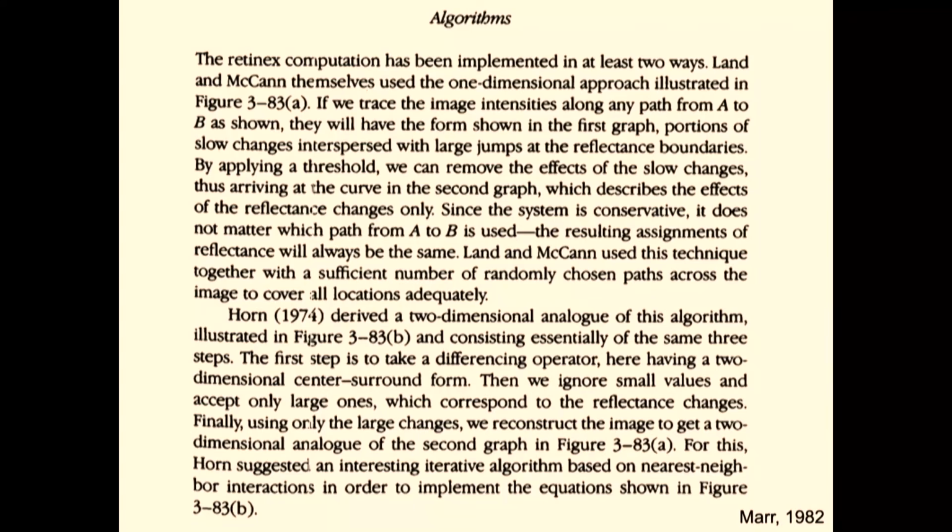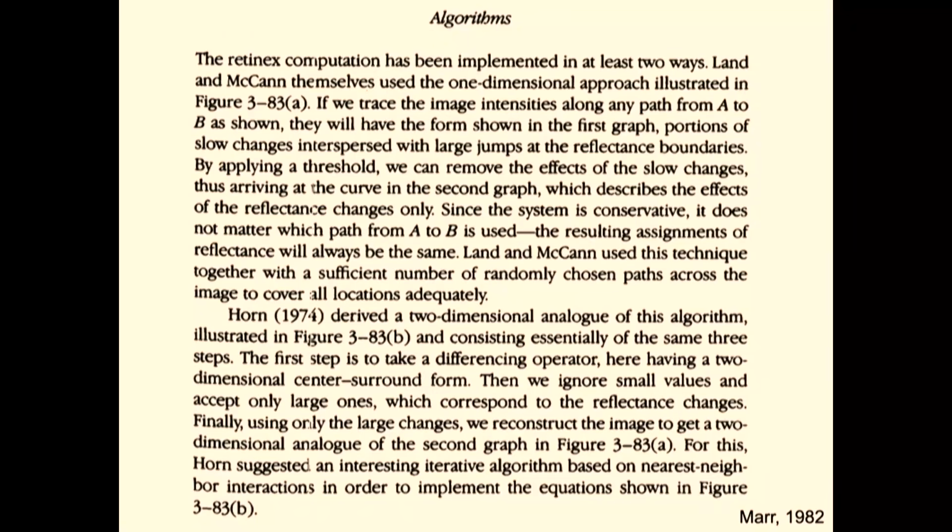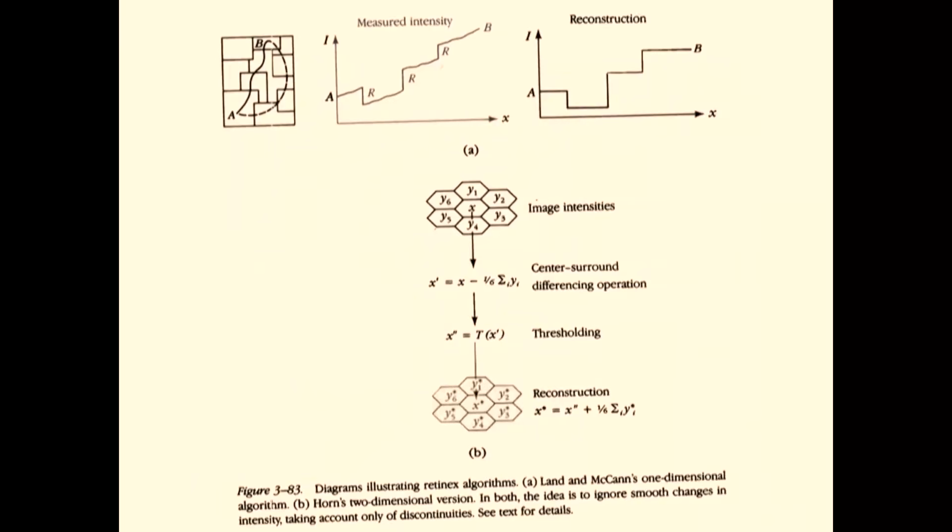And in particular, he gives the retinex theory as an example where the same computation can be implemented in two different algorithms. And so this is an excerpt from the book that illustrates this. I'll just read you what he says. He says, the retinex computation, again, that's the computational level description, right? So the problem being solved here is the estimation of reflectance, leveraging assumptions about the nature of illumination and reflectance, right? That's what allows the problem to be solved. So that's a computational level description. So that computation has been implemented in at least two ways. So Land and McCann themselves used the one-dimensional approach illustrated in figure 383, which I've shown here for your convenience.